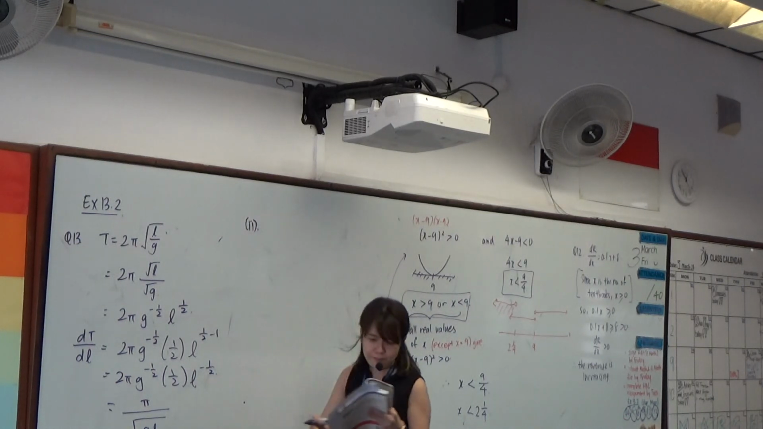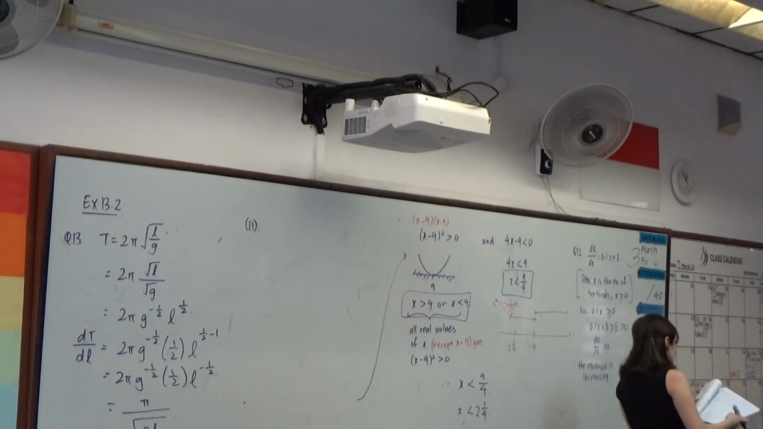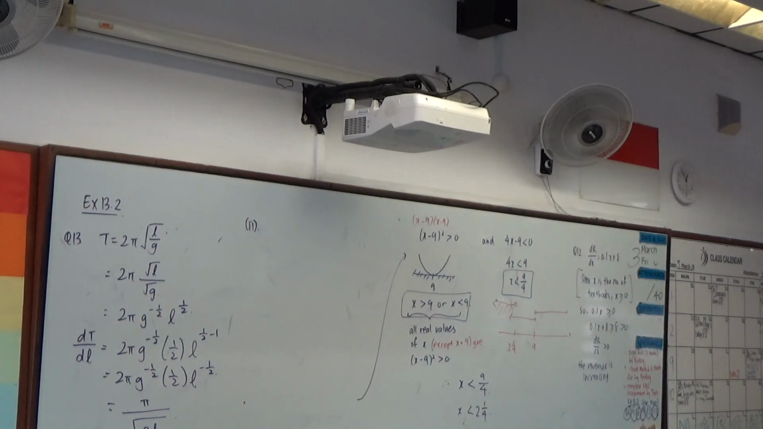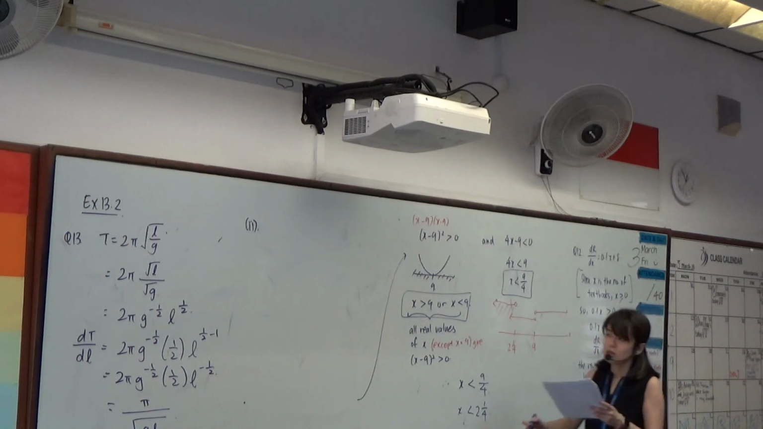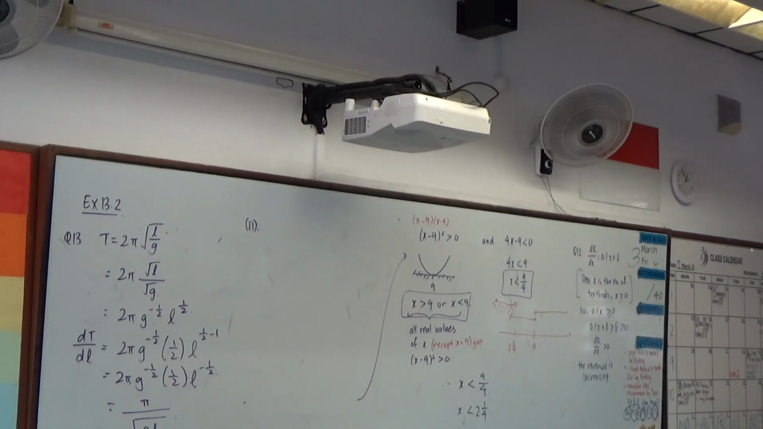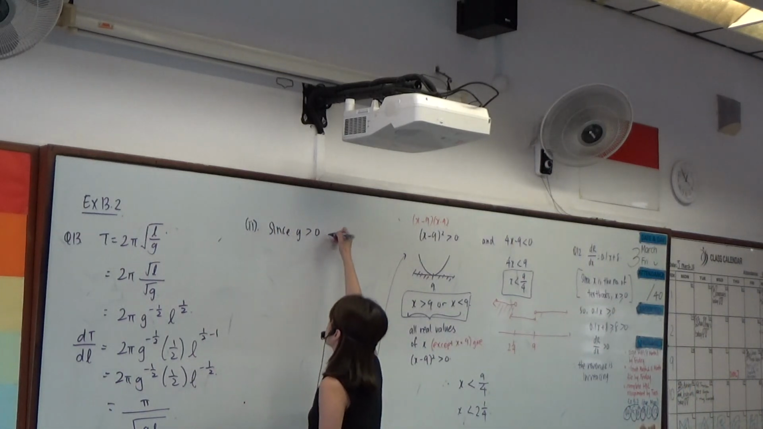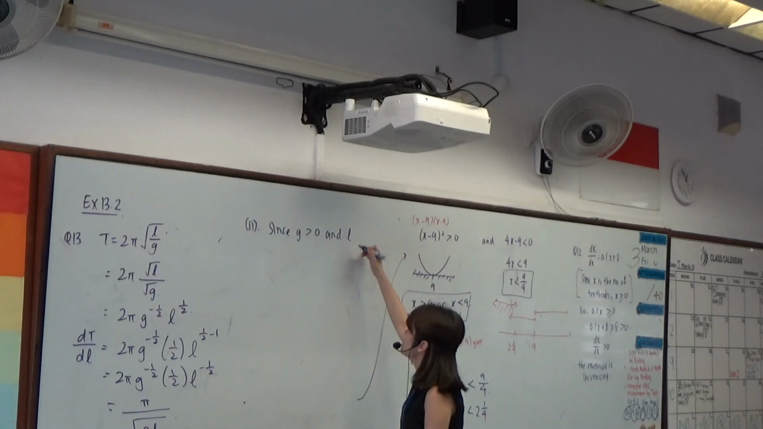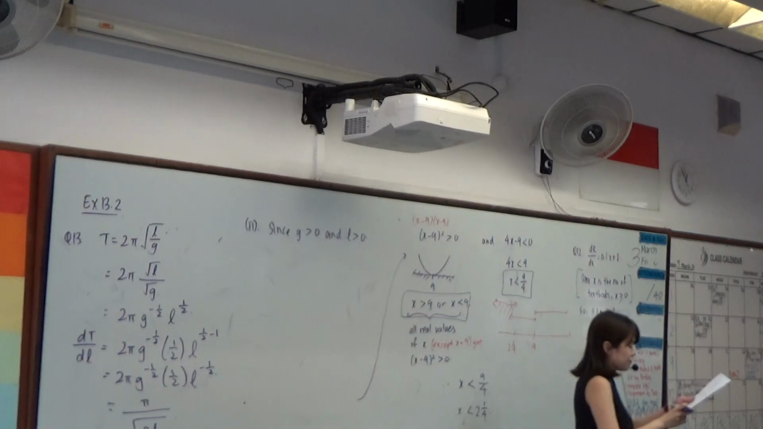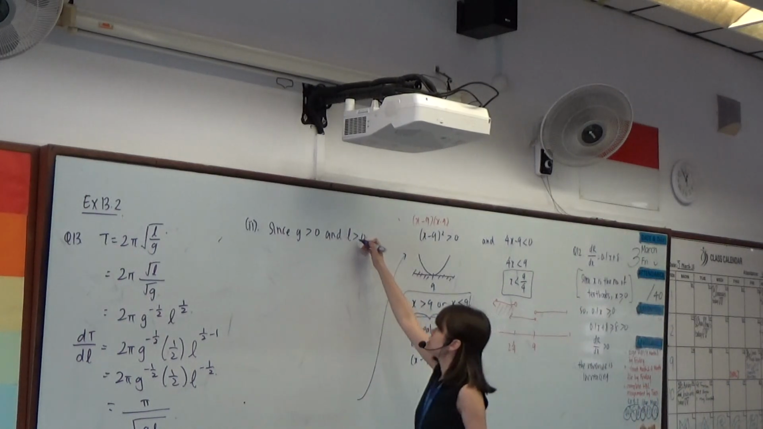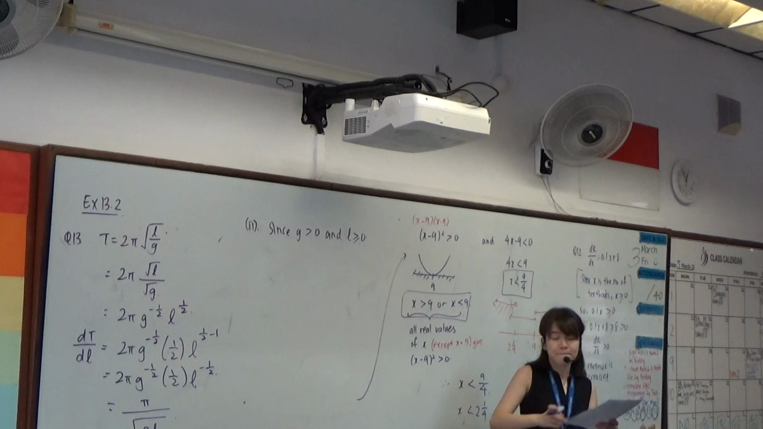Then for part 2, the question asks what is the sign of dT/dL? What does the result tell you about the period of the pendulum? T represents the period of the pendulum. The question also mentioned that g is the acceleration due to gravity and L is the length. We know that the acceleration due to gravity is positive, and the length of a pendulum will have to be positive as well.